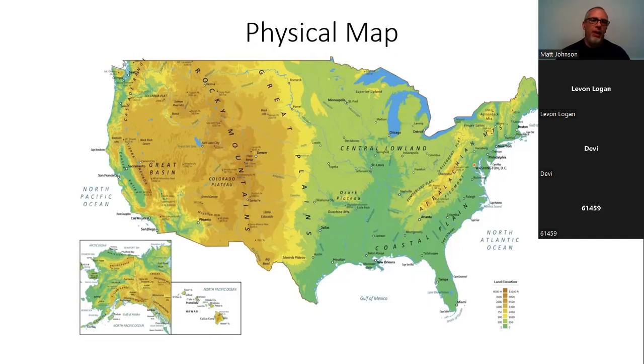So to include those, they put a little map in the corner there, and that's called an inset map. They'll also sometimes use an inset map to blow up a location. Maybe they want to give you a little more detail of California, so they'll blow that up into an inset map. But again, physical maps mean physical features found on the Earth.